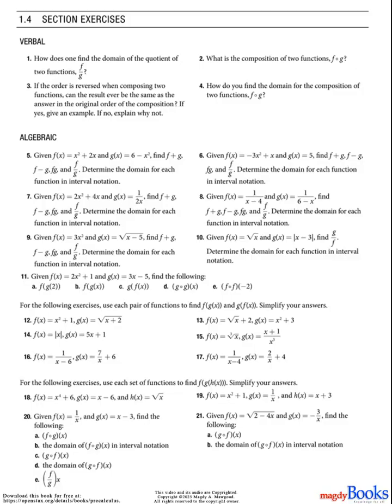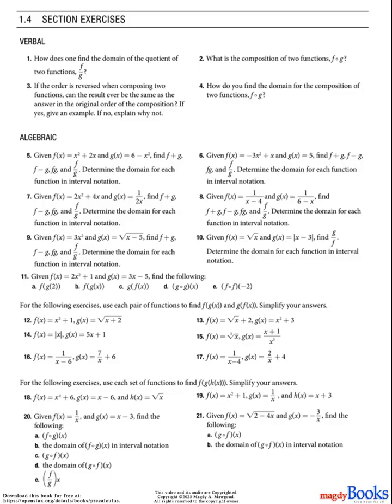8. Given f of x equals 1 over x minus 4 and g of x equals 1 over 6 minus x. Find f plus g, f minus g, fg, and f over g. Determine the domain for each function in interval notation.